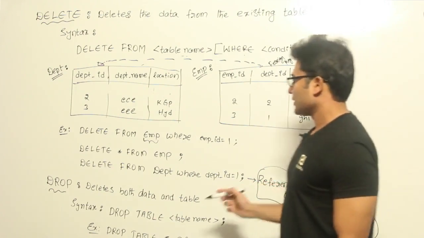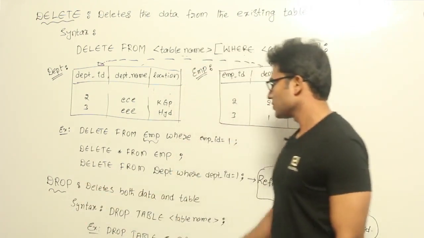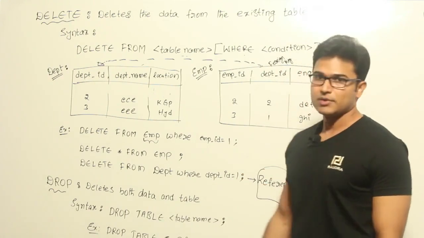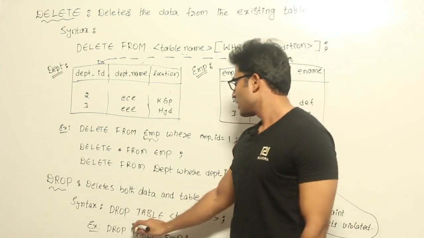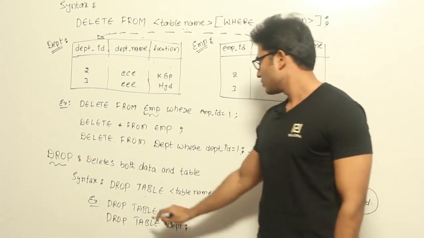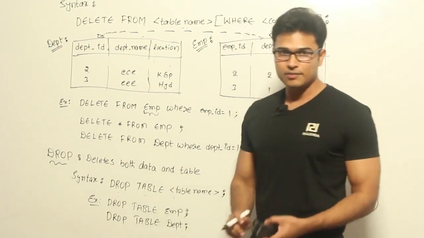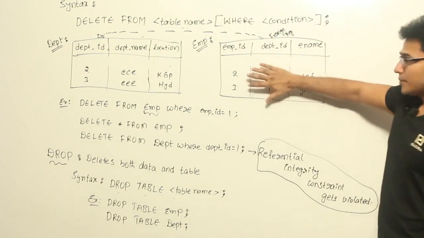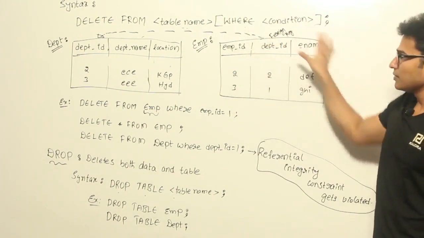Okay, and now the next one is drop. So drop is used to delete both the data and the table. For example, the syntax is like this: drop table, table name. If I try to drop the employee table, it means that all the employees will be deleted as well as the entire table will be deleted.